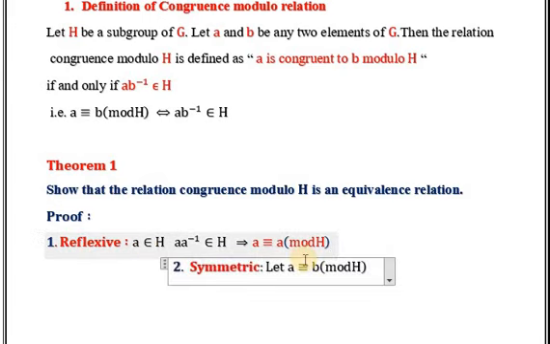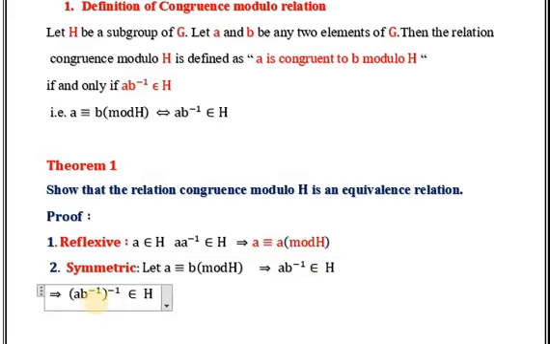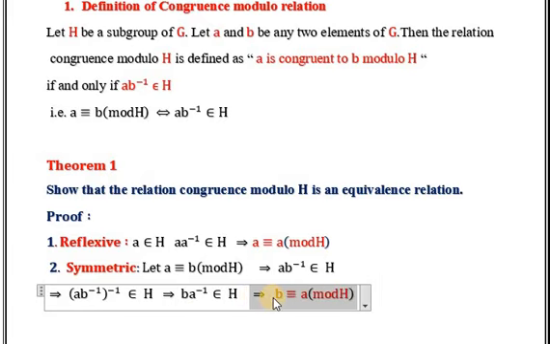Then symmetric. If A is congruent to B mod H, then B is also congruent to A mod H. We have to prove this. First, let us consider A is congruent to B mod H implies AB inverse belongs to H implies AB inverse of whole inverse belongs to H. Since AB inverse of whole inverse belongs to H, BA inverse belongs to H. This implies that B is congruent to A mod H. This is the symmetric relation.